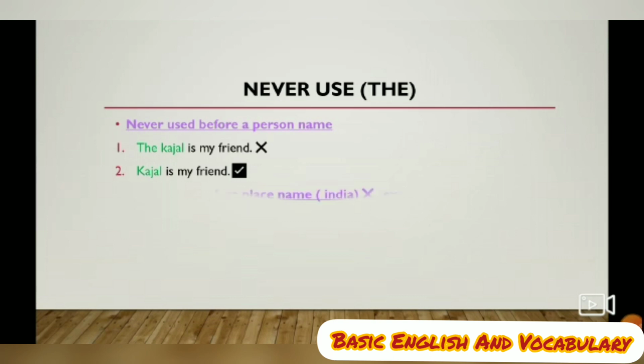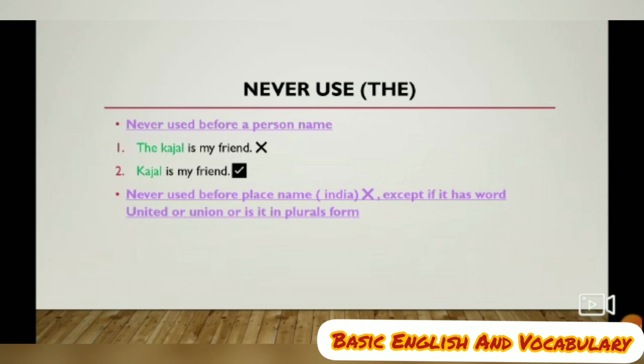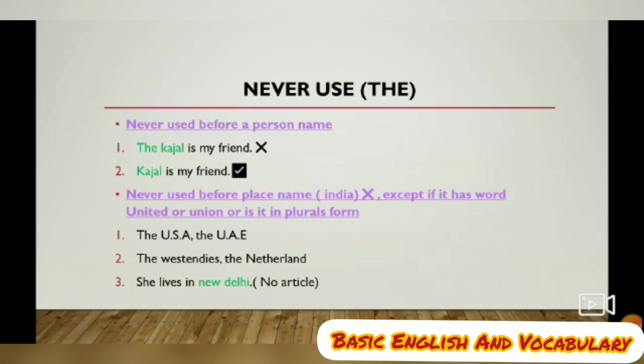And the next point is never use before place names like India, America, China. But there is an exception also. The exception is that it has the word united or union, or it is in a plural form. If the word has united or union, then we need to use the. Just take an example: the USA, United States of America. Here is united, that's why we use the here. And similar for the UAE. And the second example is the West Indies, the Netherlands. And the last example is she lives in New Delhi. So you can see here that for New Delhi, we didn't use any article before New Delhi.